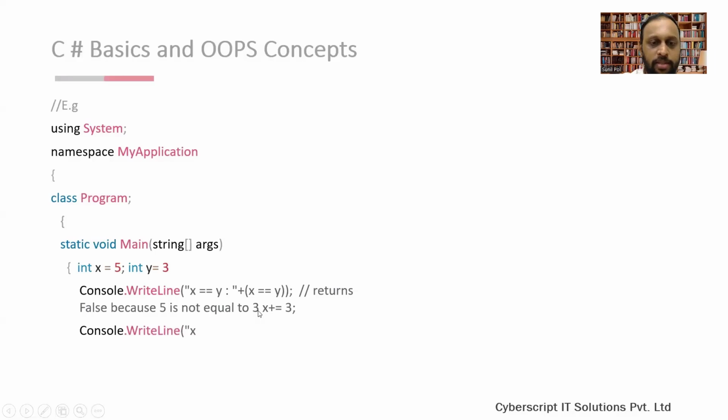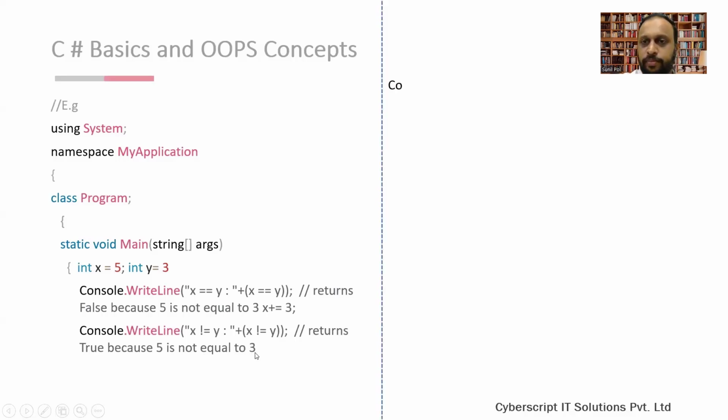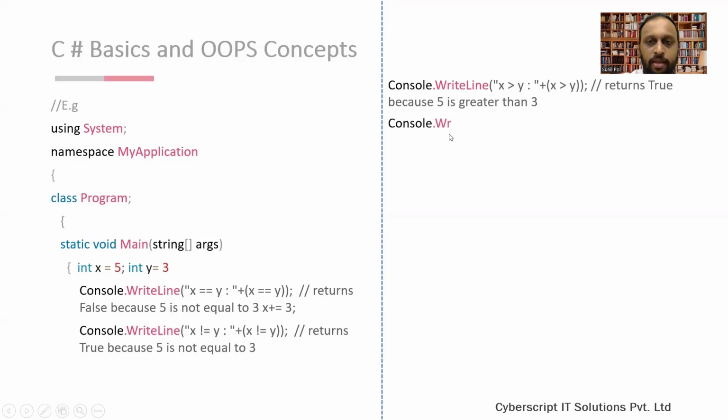So the next statement is x is not equal to y. So yes, x and y has different values. So it is not equal to. That's why it will return true because 5 is not equal to 3. So the next statement is x is greater than y. So x value is 5 and y value is 3. Yes, x is greater than y. So 5 is greater than 3. That's why it will return true on command prompt because 5 is greater than 3.